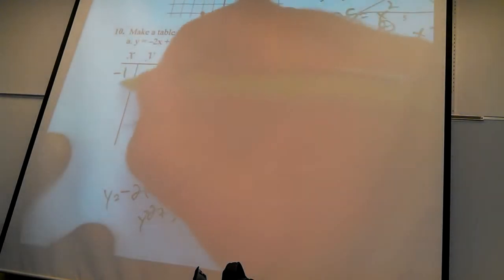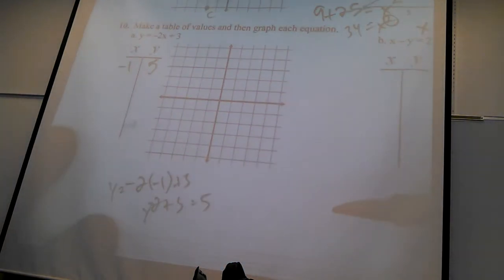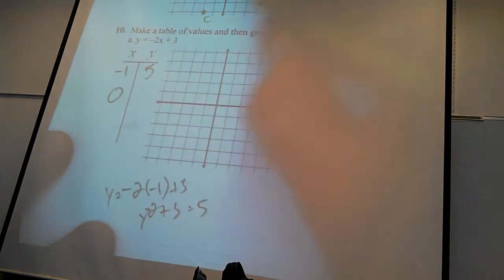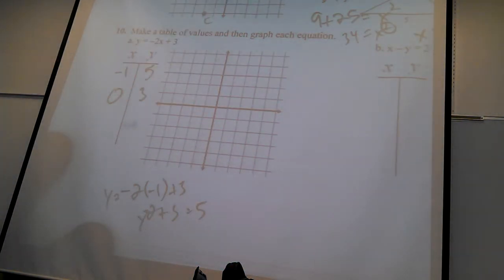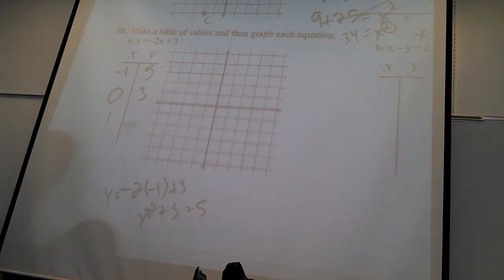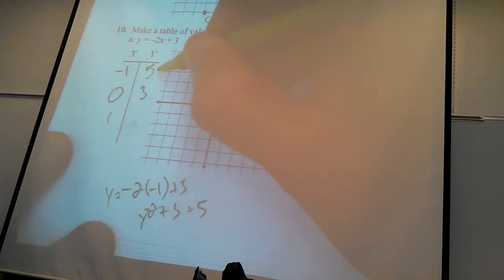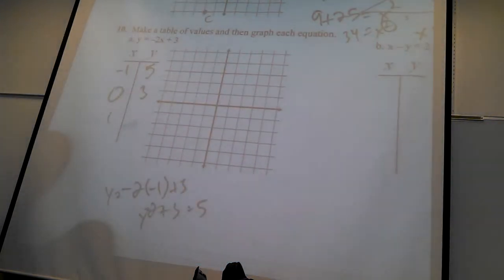If you try 0, I get y equals 0 plus 3. And 1. So those are beautiful. Those are the 3 you almost always try. Now, if I put -1 in and I get 120 out, I'm probably not going to use that point. You with me? You don't have to use every point you find.